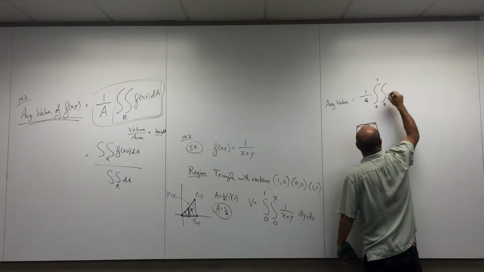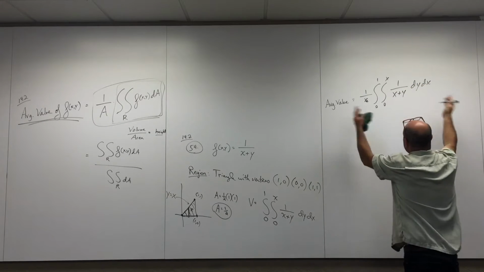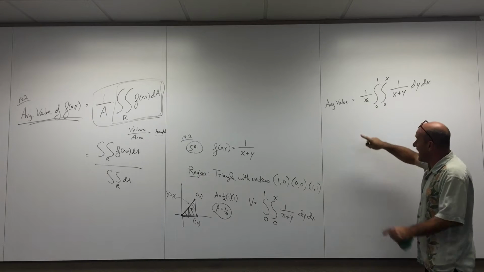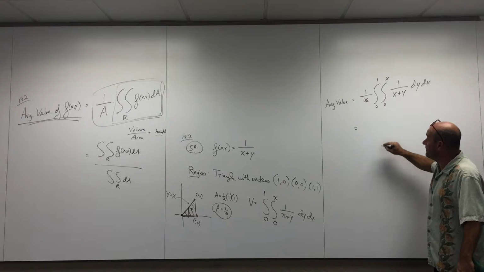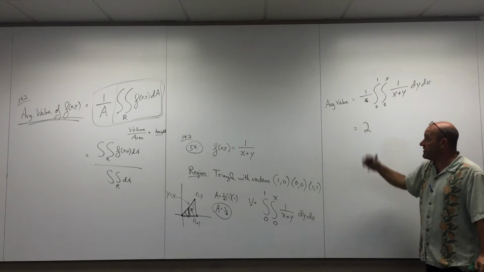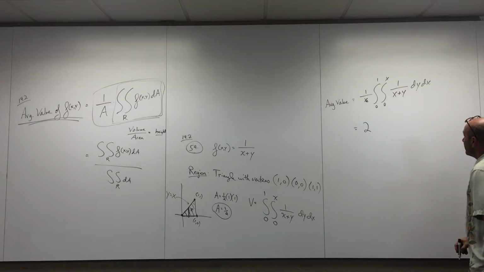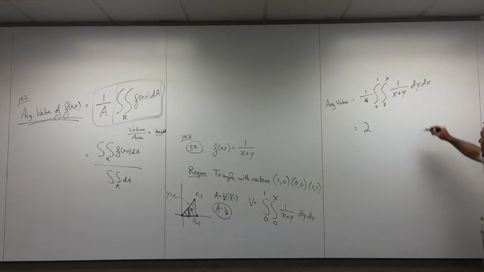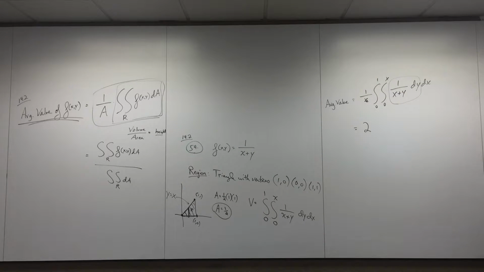0 to 1, 0 to x, 1 over x plus y, dy dx. So crank this all out with the 1 over 1/2 out front. And by the way, 1 over 1/2 is actually a 2. So crank this out with that 2 out front and you'll have the average value. We could try to finish this. This integral looks funny to me. How am I going to integrate this with respect to y? It still feels funny, but I guess I know the answer.